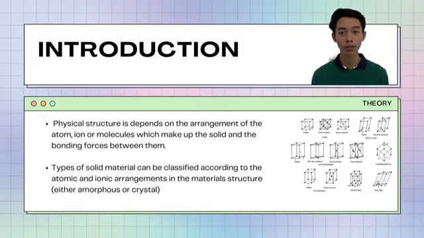I will explain the theory and objectives of this experiment. In solid materials, the physical structure depends on the arrangement of the atom, ion or molecules which make up the solid and the bonding forces between them. In general, types of solid material can be classified according to the atomic and ionic arrangements in the material structure, either amorphous or crystal. In this explanation, there are several cubic structures to be discussed.